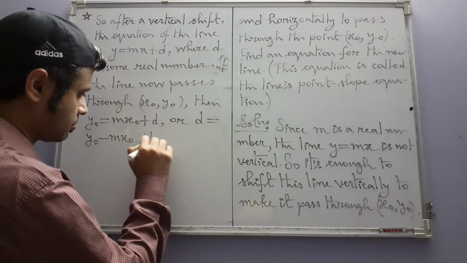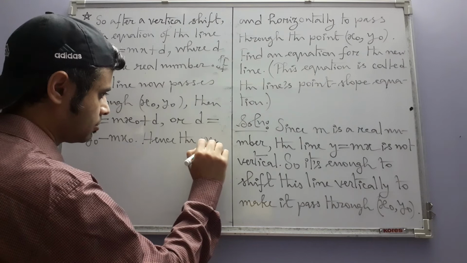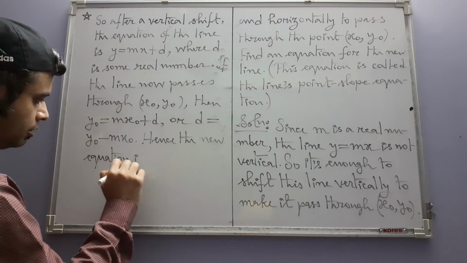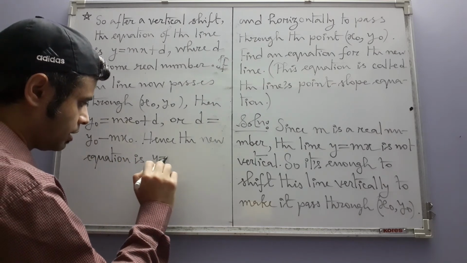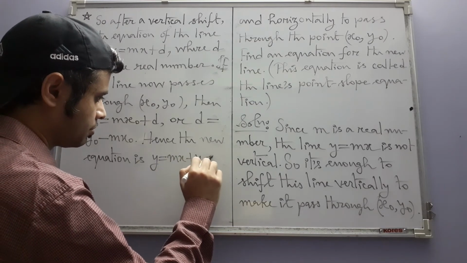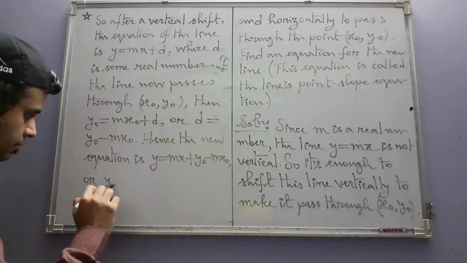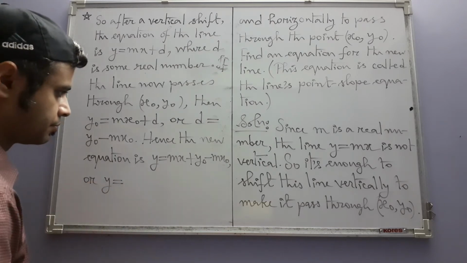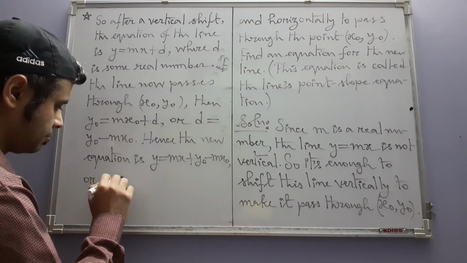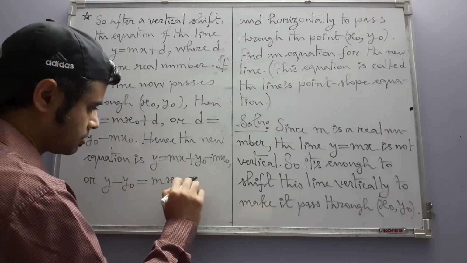Hence the new equation is y equal to mx plus d, d is y naught minus m x naught, or y is equal to, we can take the y naught on that side, y minus y naught is equal to m times x minus x naught.